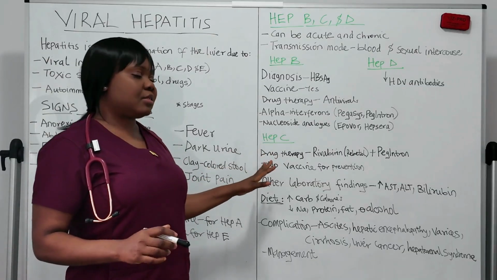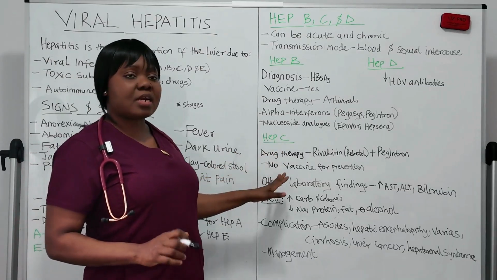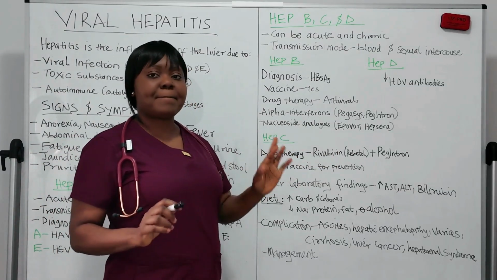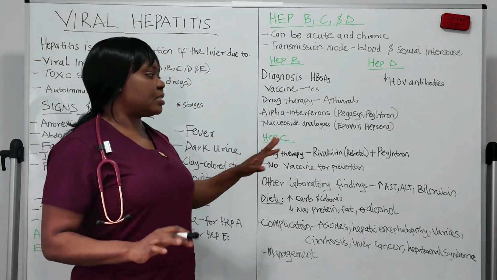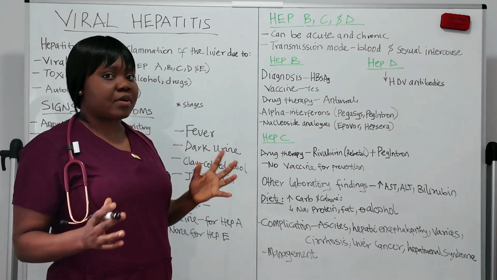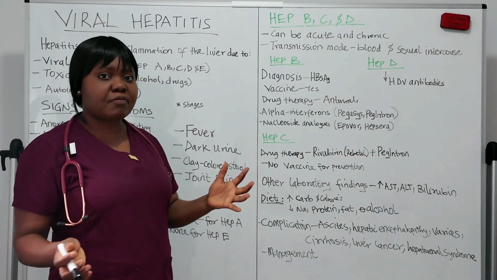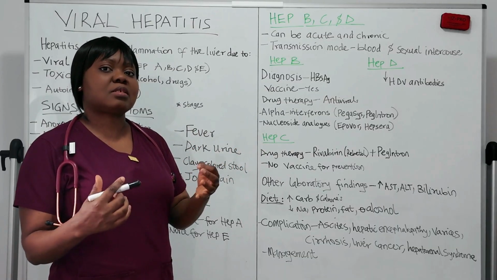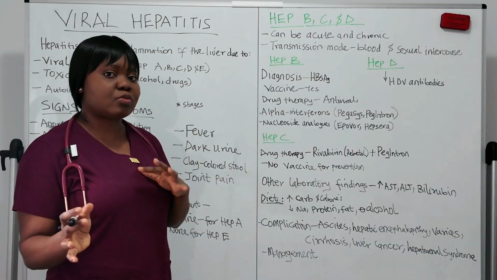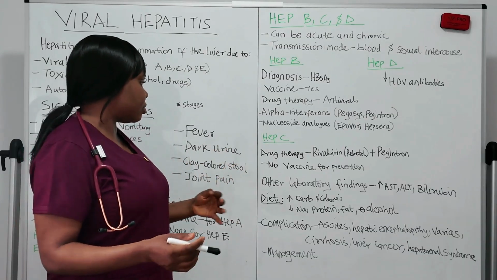So we look at hepatitis C treatment. The drug therapy is ribavirin and Peg-Intron. No vaccine for now. There's no vaccine available. So you still just use the usual prevention method of being careful not to come in contact through blood or sexual intercourse. You have to use protection.